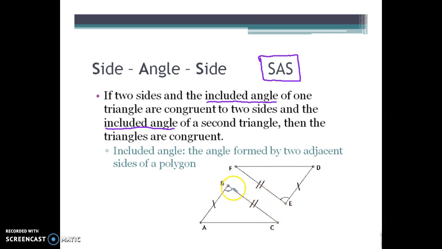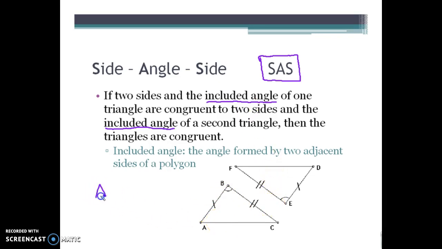So this angle B is touching both of the sides that we know are congruent, so it is an included angle. If it were angle A, we wouldn't be able to tell anything because it's not touching both sides. This is a non-included angle. So we need the included angle.